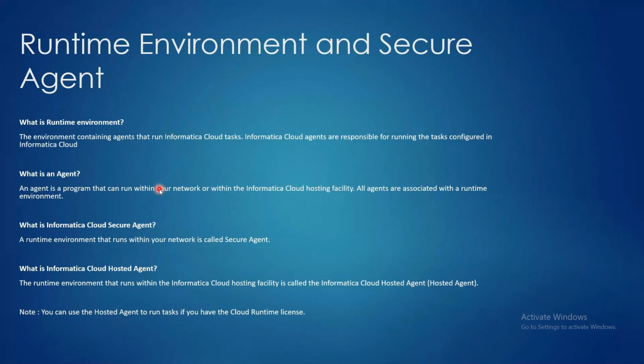So what is the Informatica Cloud secure agent? The one running within your network is called a secure agent. And if it is running in Informatica's place, it is called an Informatica Cloud hosted agent, which you would need a separate license for. But that's not the case. Every company, every organization would have their own secure agent, which is their local secure agent.